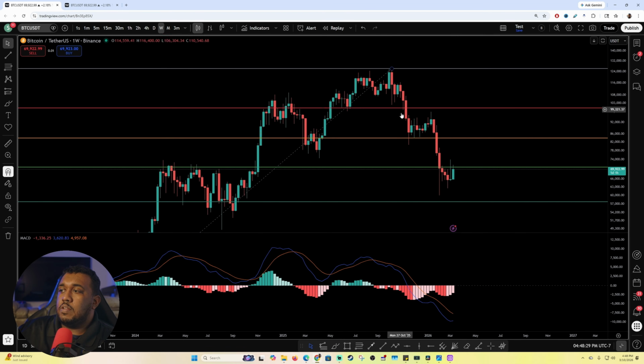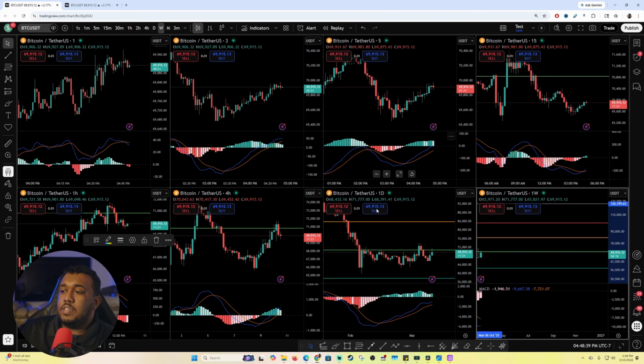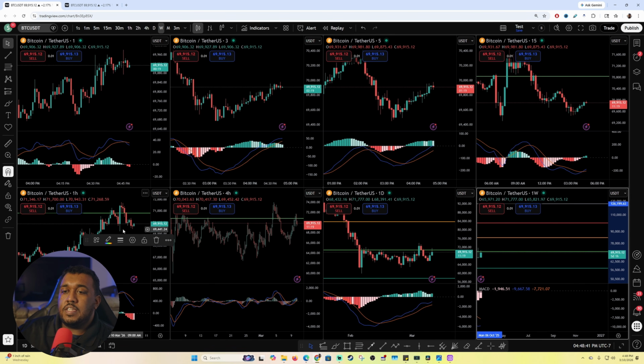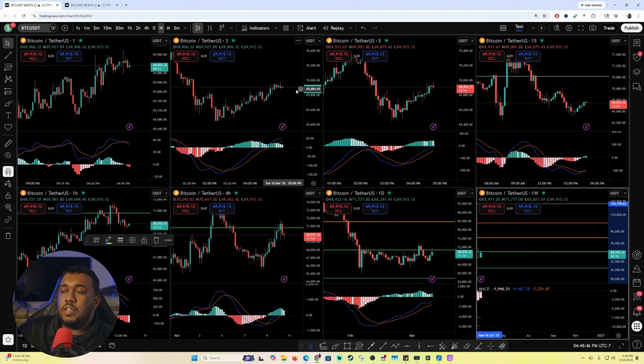There we go. Get the little bumps in the road. What you can do for this as well is go to more, right? And you can have it be synced in layout. And what that does is now you can see it on all the different time frames here, and you can see if it's reacting to it or not, but you know there's going to be different levels of resistance.